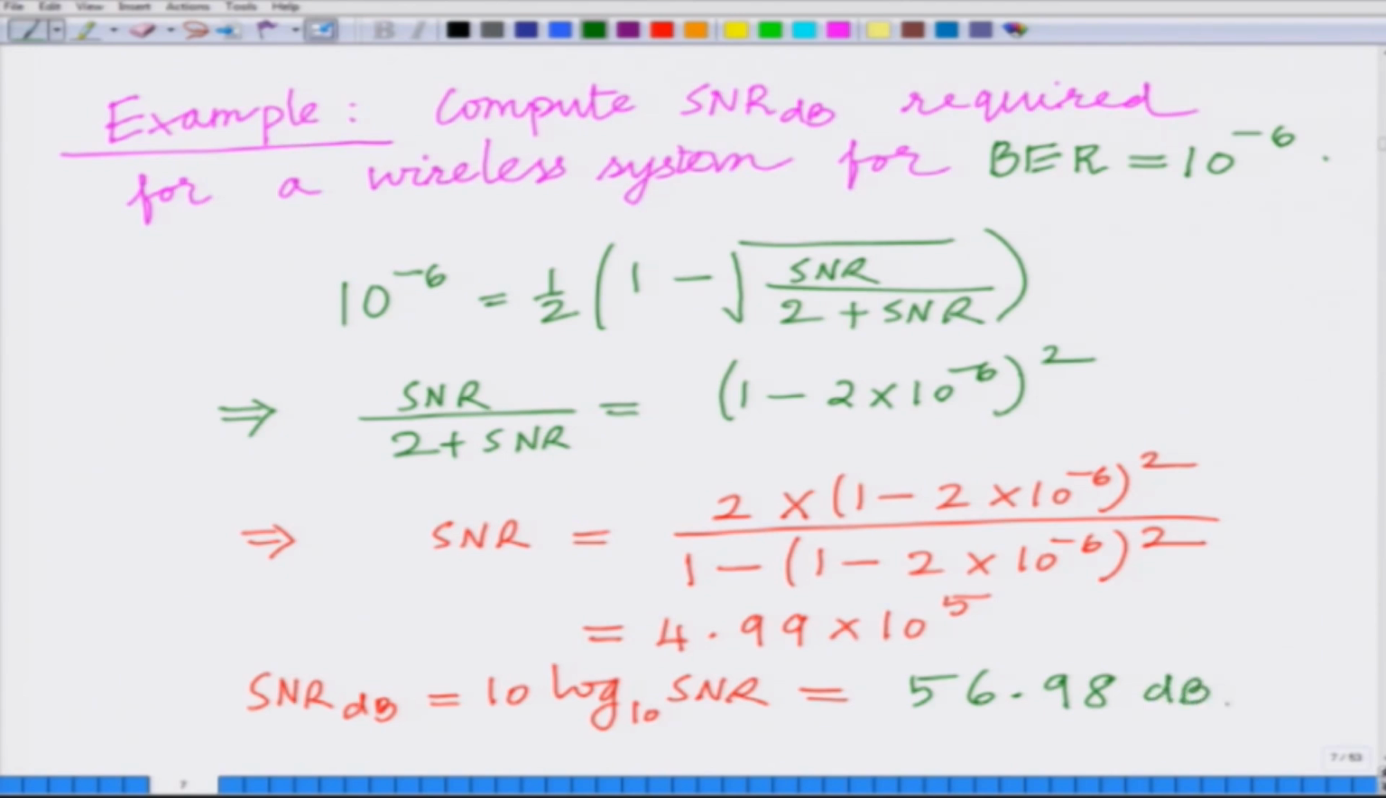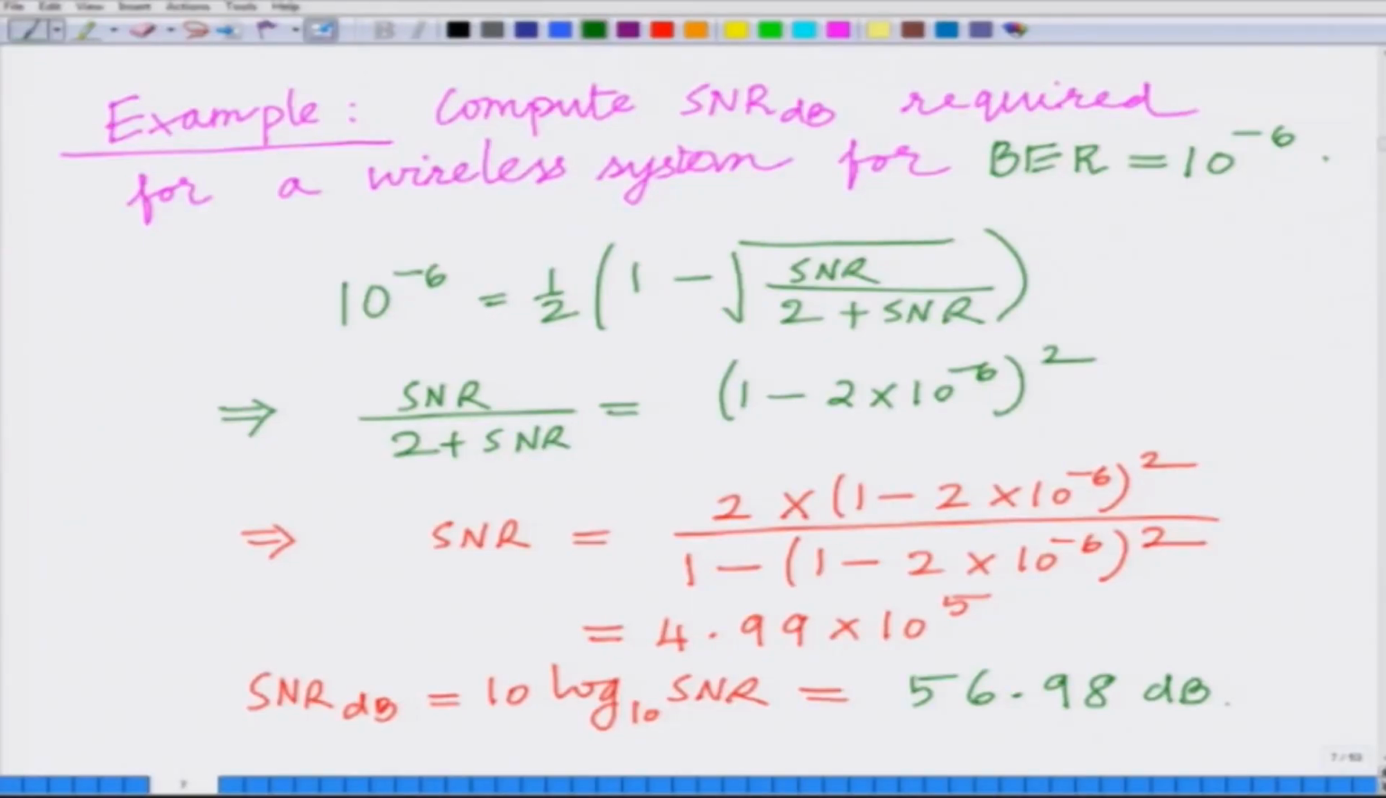So, what we calculated is that to achieve a bit error rate of 10 to the power of minus 6 in a wireless communication system, we need an SNR of 56.98, that is approximately 57 dB. And if you remember from our previous discussion on the AWGN, that is a wireline communication system, that for 10 to the power of minus 6 bit error rate in an AWGN channel, we require an SNR of approximately 14.19 dB.